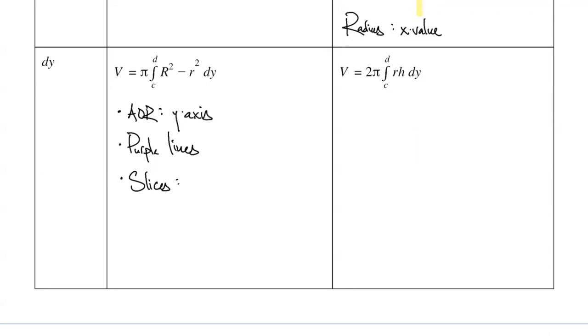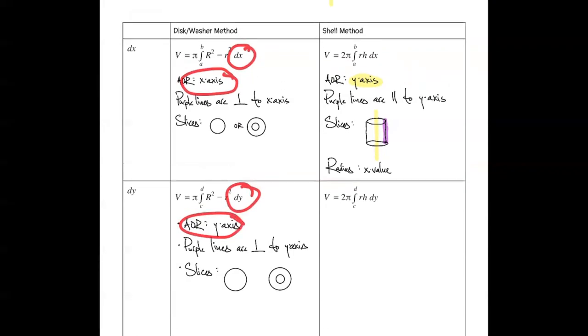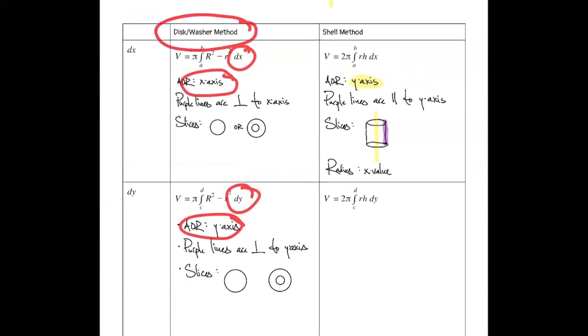Our axis of revolution here is the y-axis. The purple lines are perpendicular to the y-axis, and our slices could either be a filled-in circle or a washer. We might notice a few patterns here. For disk and washer, dx tells us our axis of revolution is the x-axis, and dy tells us our axis of revolution is the y-axis. But this is only something we know to be true if we're using the disk and washer method.